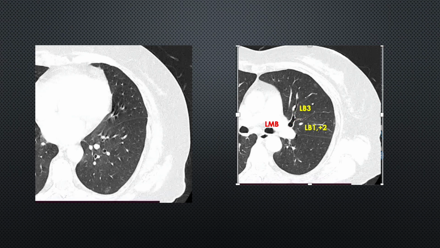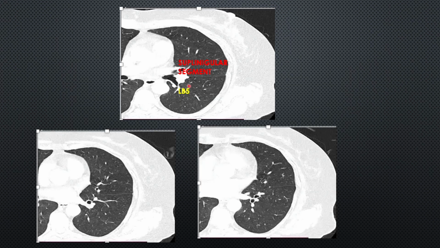And next we should be seeing the lingular. So we would see a superior lingular segment, and we'll see an inferior one, and then further we'll see the lower lobe segments which will follow. So this way we can identify the segments through the bronchial route, and also by looking at the landmarks, which are the fissures and the division of the trachea as well as the aorta.